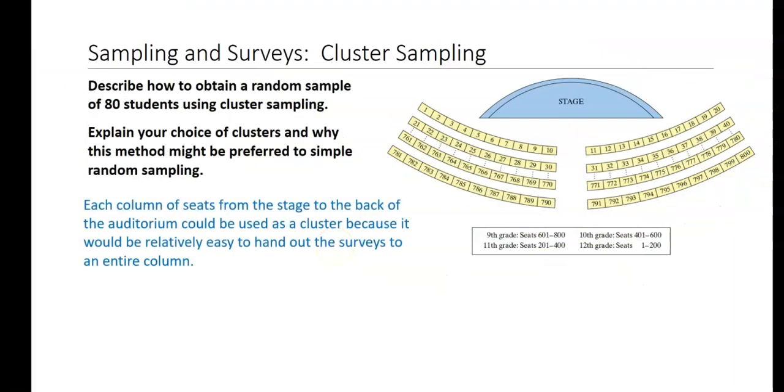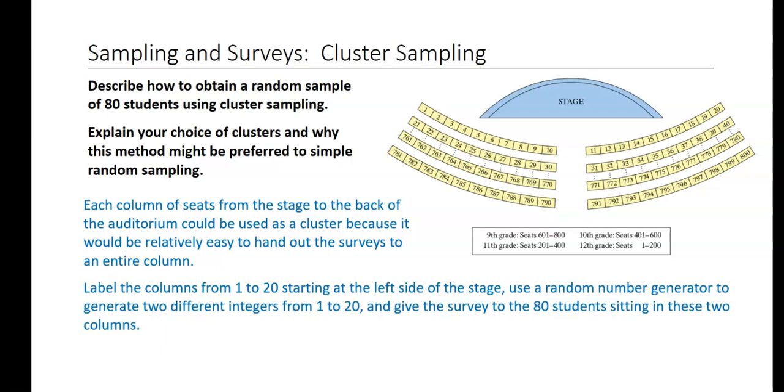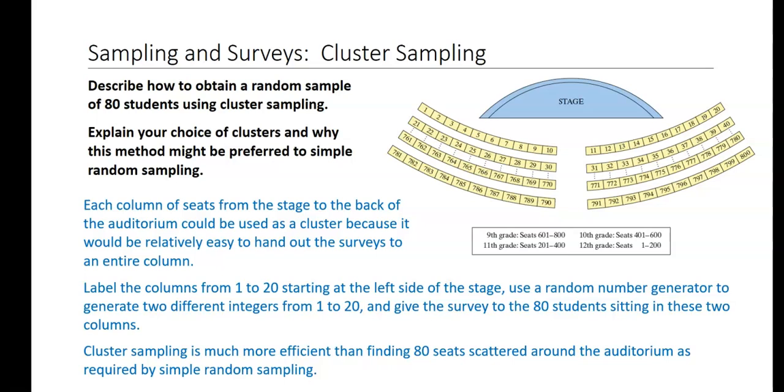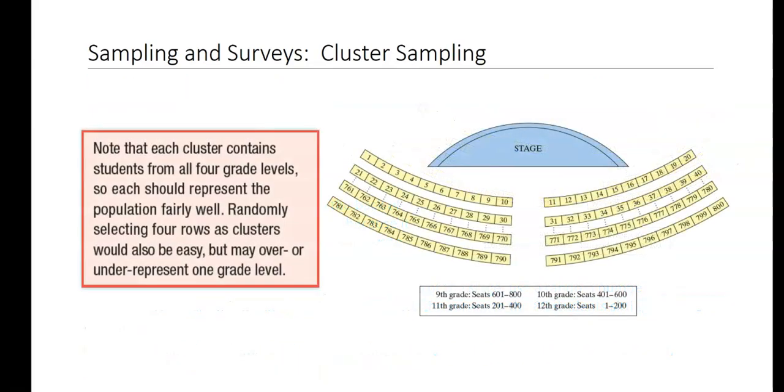Each column can be used as a cluster because it's relatively easy to find and hand out surveys to the entire column. Label the columns from 1 through 20. Use a random number generator to generate 2 different integers from 1 to 20, and give the survey to the 80 students sitting in those 2 columns. So that could be more efficient. I'm not sure if it's better, but it's more efficient. For sure, it's not bad.